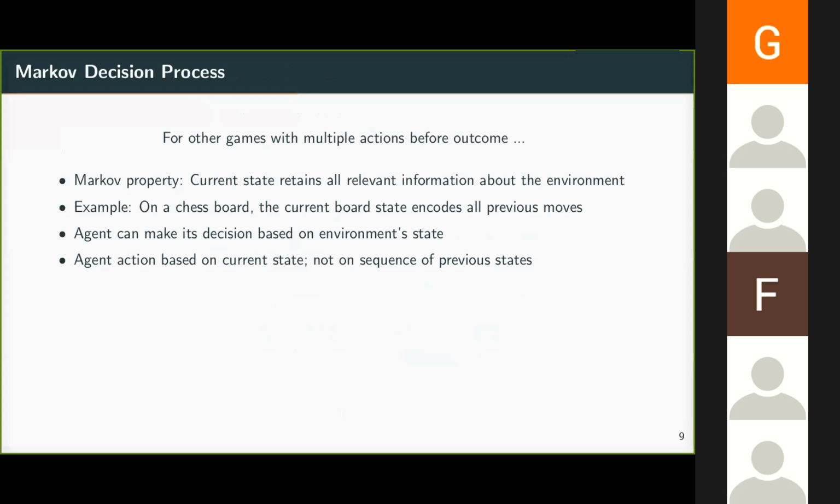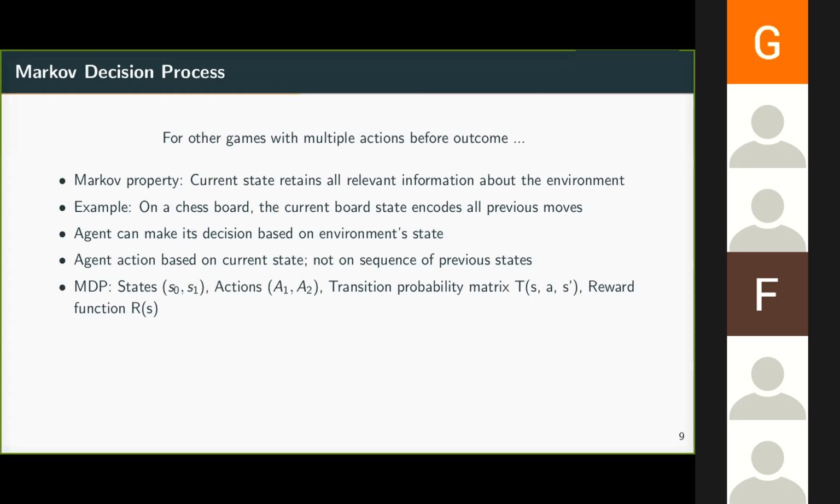I don't want the series of actions. What did you do first? What did you do second? What did you do third? All this I don't want. I only want the current state. That's all I'm looking for. So you show me the current state, I will try to learn. So this is the assumption that we make about the game.